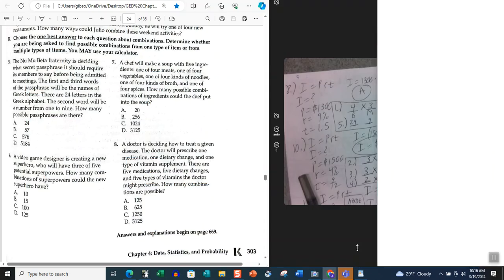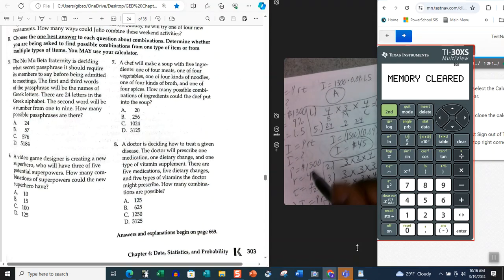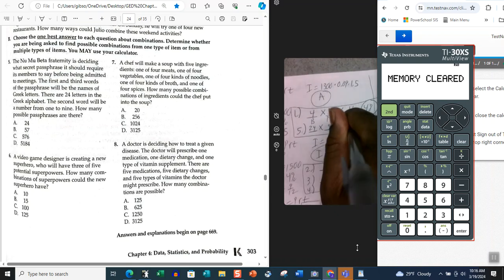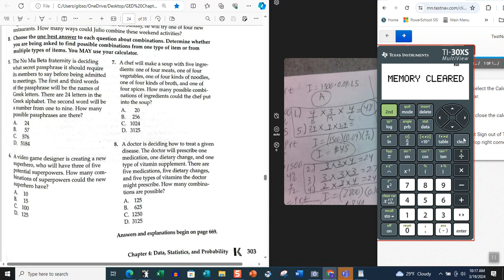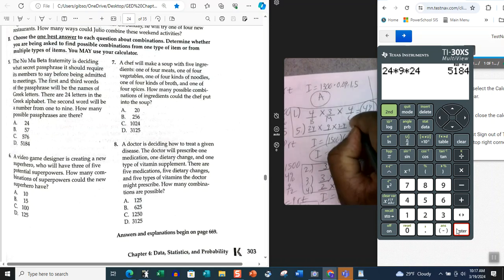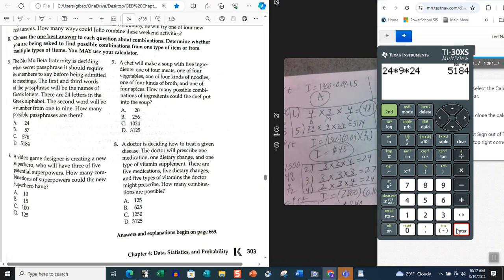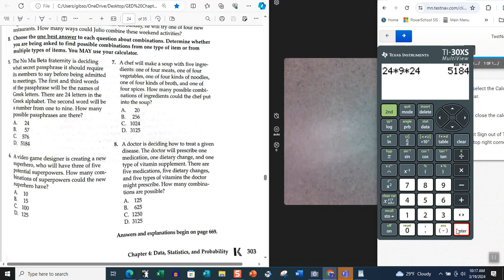Now what we would do, and I should have marked this here, we're going to multiply all of these. So now we will put this in our calculator. We had 24 times 9 times 24. And that gives us 5,184. So 5,184 is D. So that is our answer, 5,184, and the answer is D. Now we move on to problem number 6.